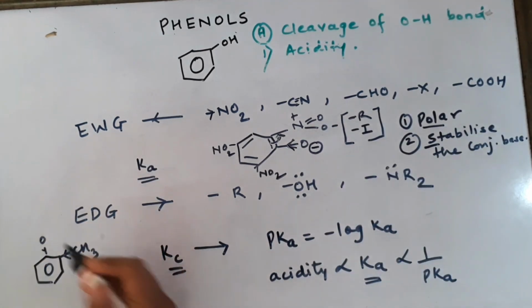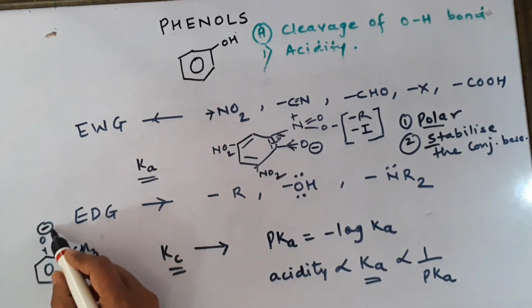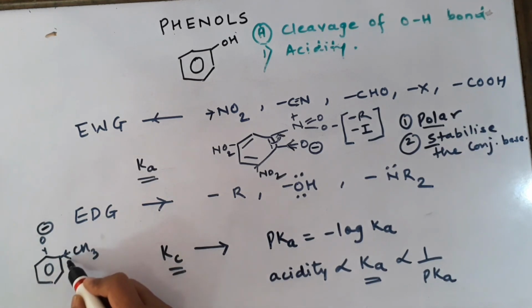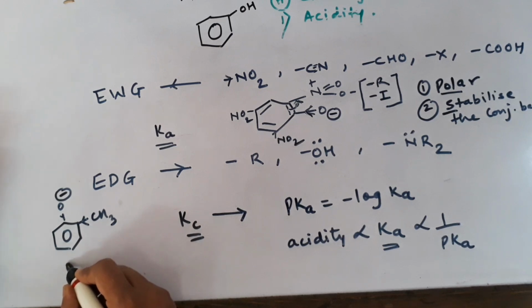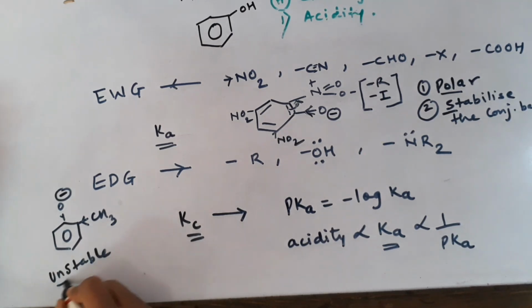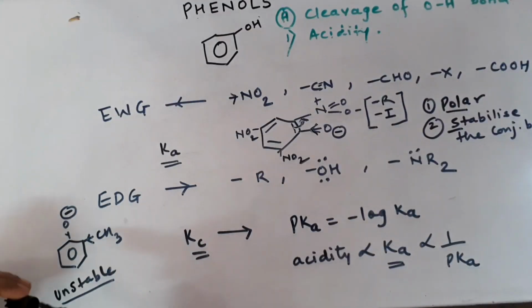Because once the conjugate base is formed like this, it's already negatively charged, and electron donating groups will further increase the negative charge on them. Okay, so the increase in the negative charge will become so high that the compound formed is going to be extremely unstable. If it is so unstable, why should it be formed then? And it doesn't get formed, actually.